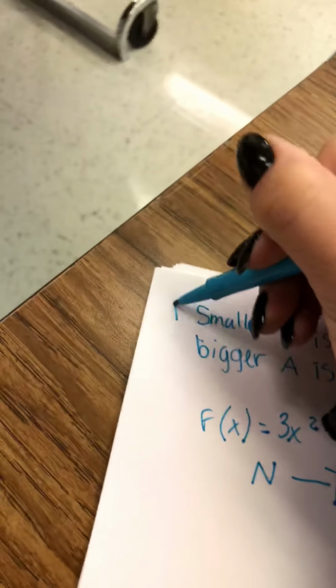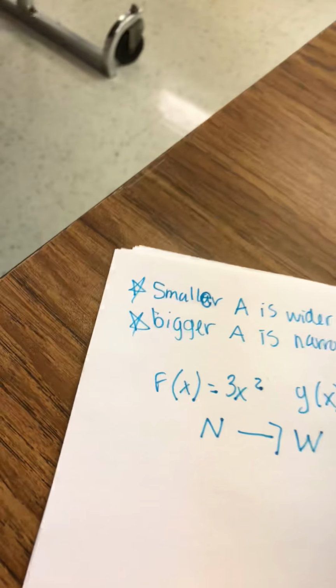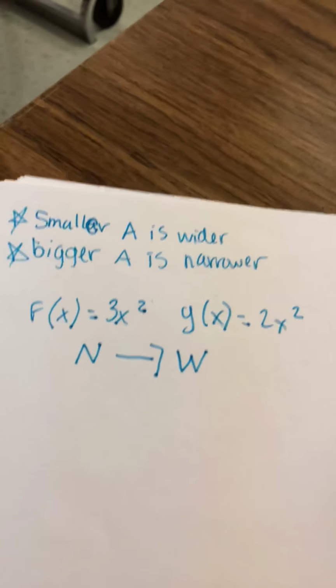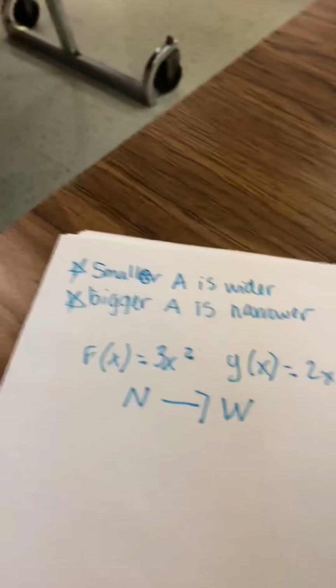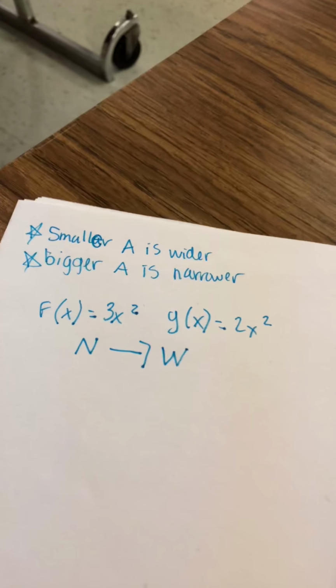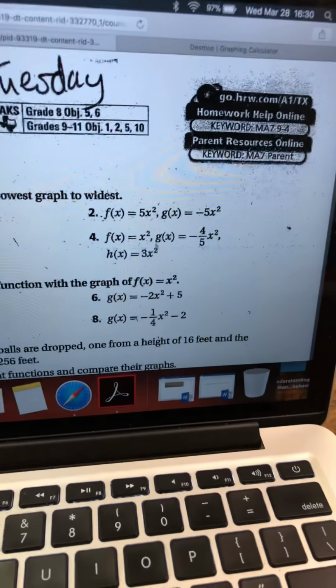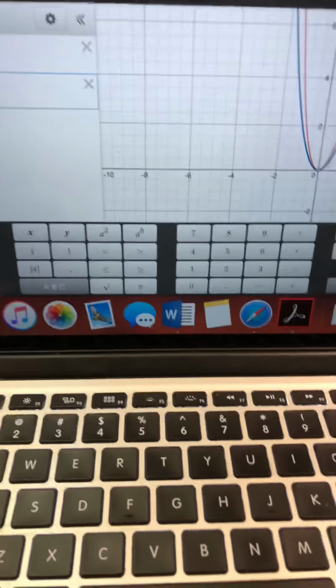Now that you know that the smaller a is wider and the bigger a is narrower, you might be able to do this without your calculator. But if you still need to use your calculator, fine by me. This was number 1, narrowest to widest. I'm going to show you one more for number 2. So I'm going to go back into my Desmos.